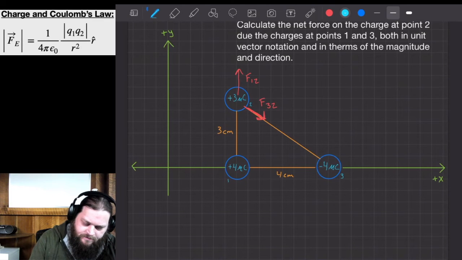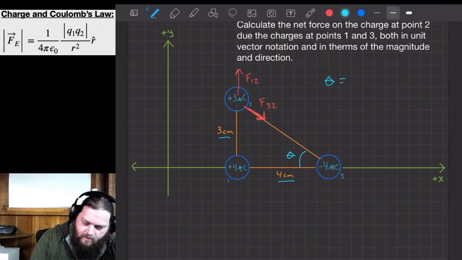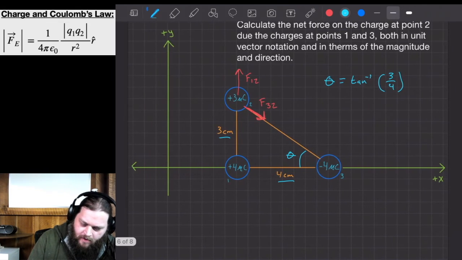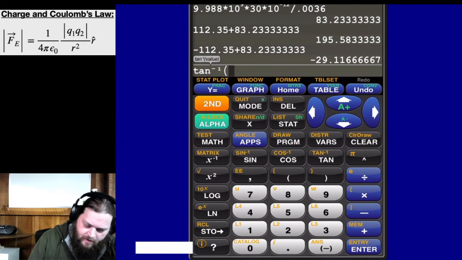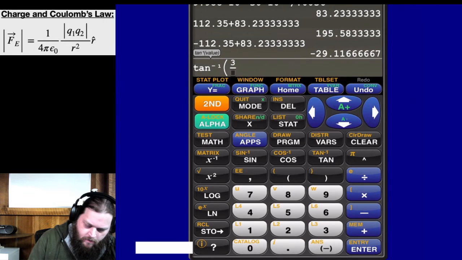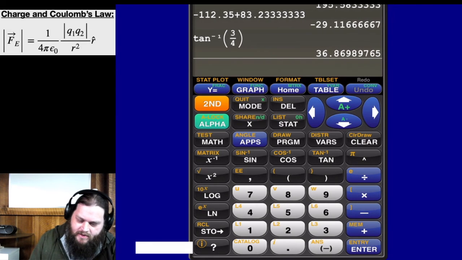So we can figure out this angle here by using the sides that we have. We have 3 centimeters on this side, 4 centimeters on that side. We can determine what angle that is using the idea that theta is equal to tangent inverse of 3/4. If I plug that into my calculator, tangent inverse of 3/4 is 36.87 degrees.